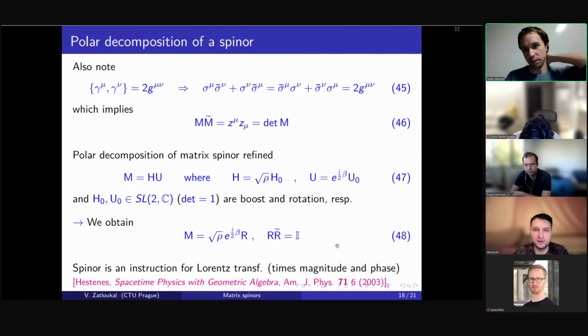It's a rotor, right? It's a rotor, this R. That would be called the rotor in geometric algebra. But with the 2x2 representation, it's just an element of SL(2,C). So it's some spin representation, right-handed spin representation, of some Lorentz transformation.